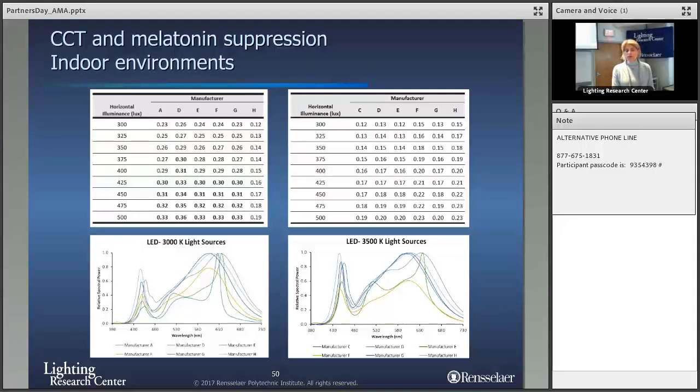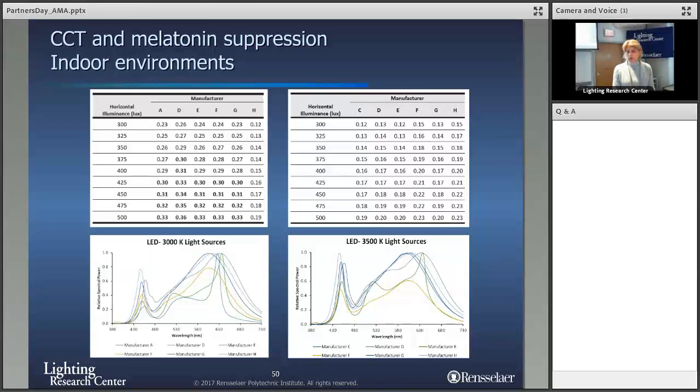So here is another example. This is for indoor environments, and we did the calculations using a series of 3000 K LEDs and a series of 3500 K LEDs. Here you have the horizontal illuminance, so that would be the light levels on the work plane, which is what typically people measure. And we calculated what the circadian stimulus at the eye would be. And you can see that there's a lot of variation. Even with different manufacturers, some manufacturers get to, say, a CS of 0.3, which would be halfway on that curve that I showed in the previous slide.